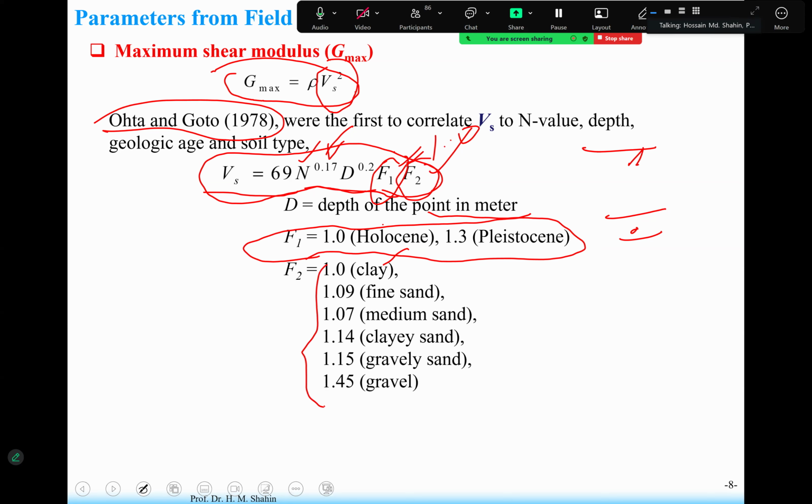Say you have silt, use this 1.09. Clay 1, fine sand or silt, then medium sand, and clay sand. Gravelly sand you don't have. The dense sand, what will you use? Dense sand.